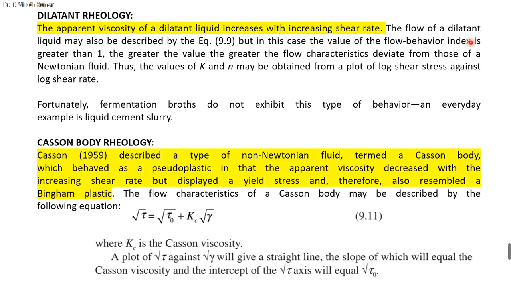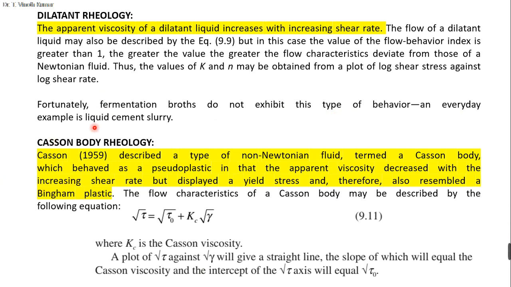The flow behavior index is greater than 1. It is not equal to 1 because that is more than the Newtonian fluid. The greater the value of n, the greater the flow characteristics deviate from those of the Newtonian fluid, so that is entirely deviated from the Newtonian fluid. Thus the values of K and n may be obtained from the plot of log shear stress against log shear rate. So fortunately, fermentation broths do not exhibit this type of behavior.